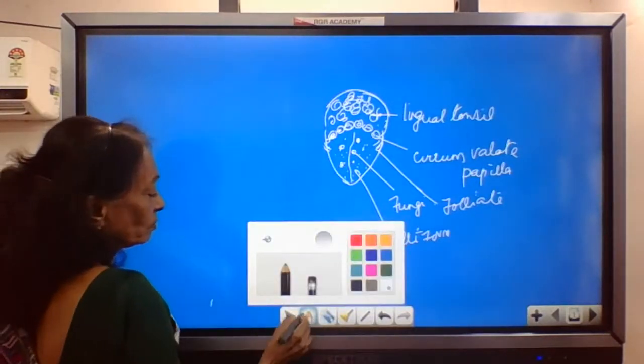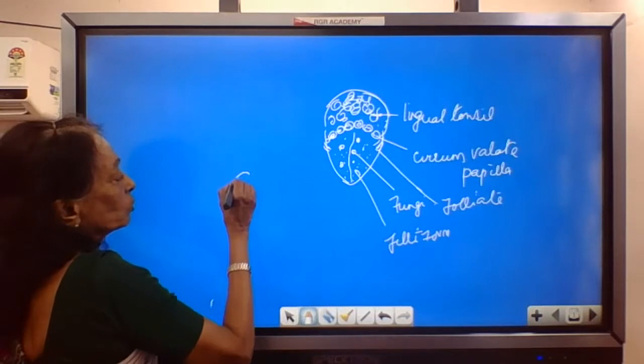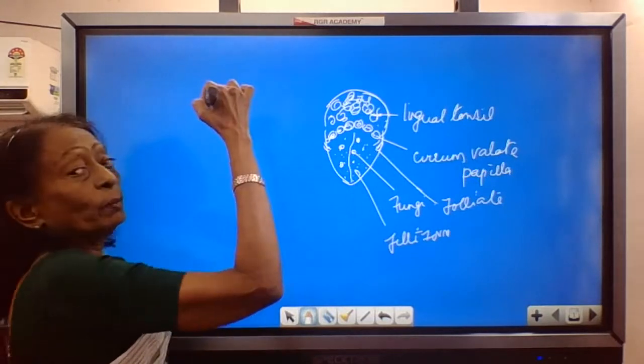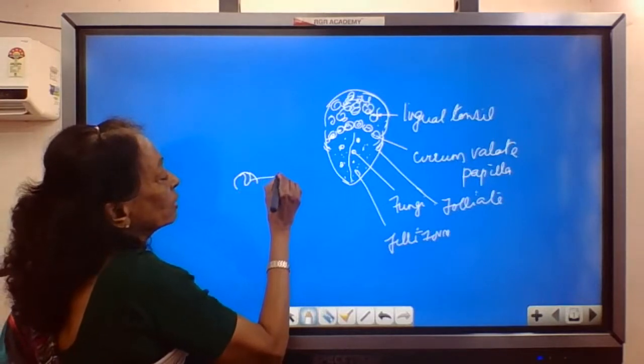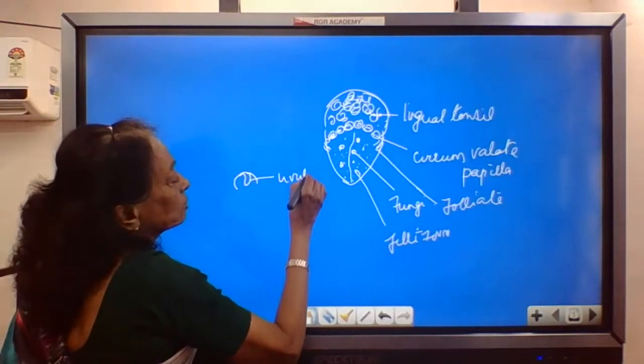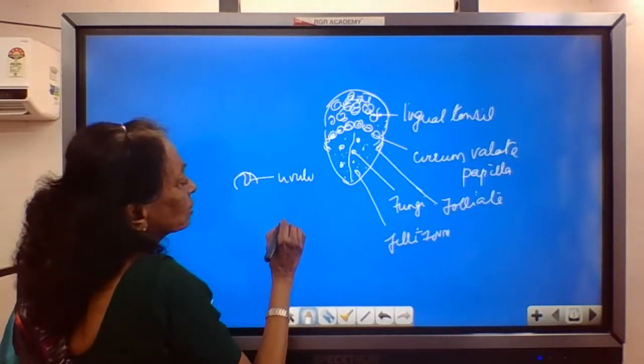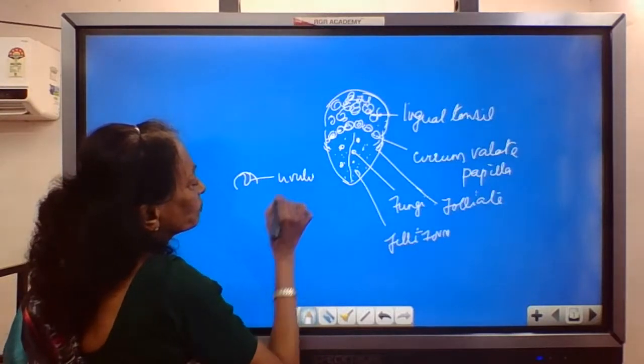Suppose this is the mouth, the oral cavity. You open your mouth wide in front of it. There will be a small structure hanging down. This is called the uvula.